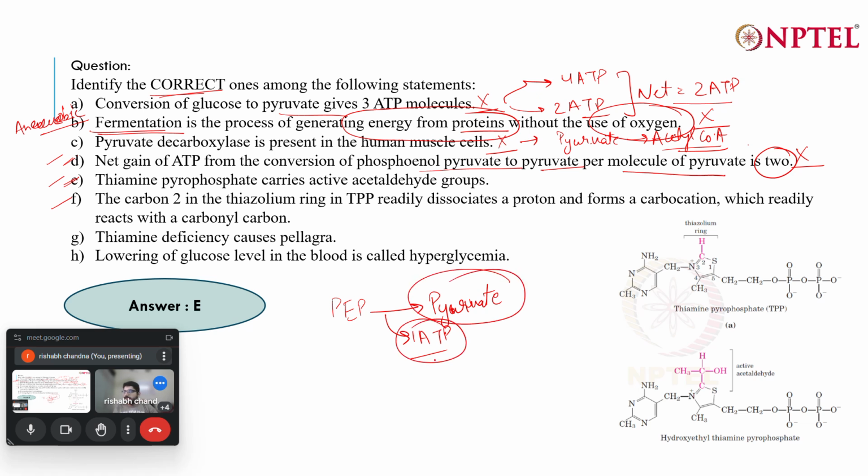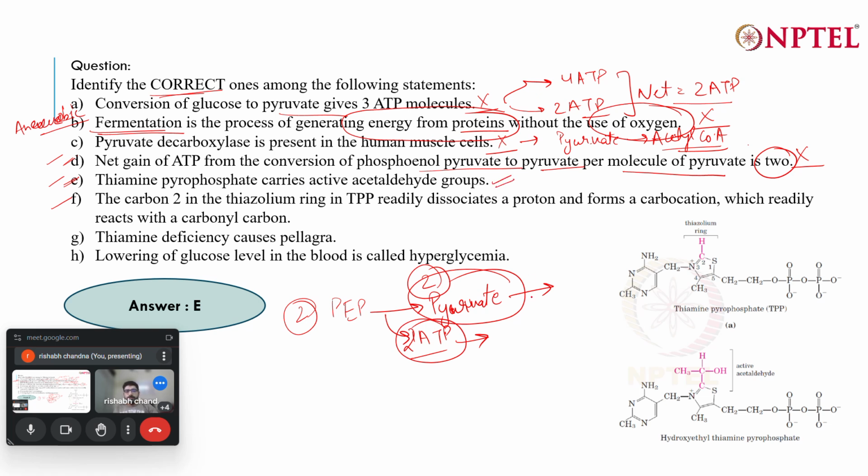Fine. So if we see, two molecules of PEP will form two molecules of pyruvate, then two molecules of ATP will be released. So for one molecule of pyruvate, one molecule of ATP will be released. Okay, so this is also an incorrect statement. Then, thiamine pyrophosphate carries an active aldehyde group. Yes, this is a correct statement.